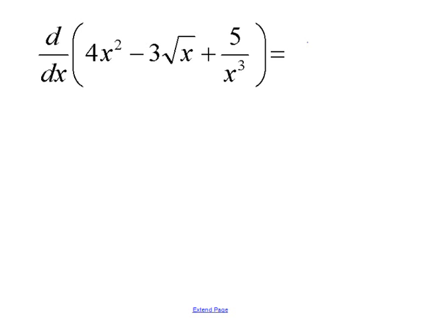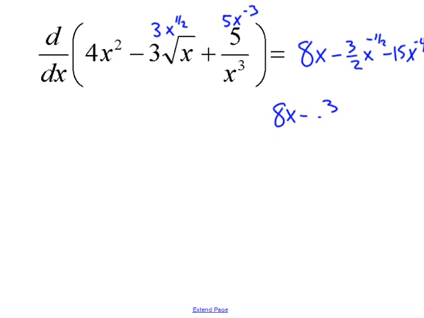Okay, so now I've got 8x, and I would write this as x to the 1/2. So minus 3/2, because 3 times 1/2 is 3/2. x to the negative 1/2. And I would rewrite this as 5x to the negative 3. So that becomes negative 15x to the negative 4. And you can leave it like that, or you can rewrite it with all positive exponents, but you don't have to.